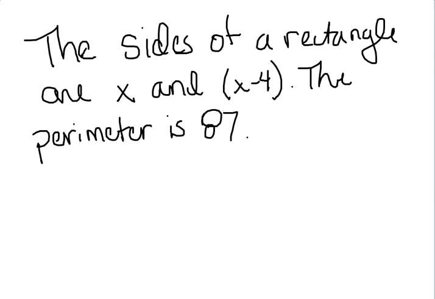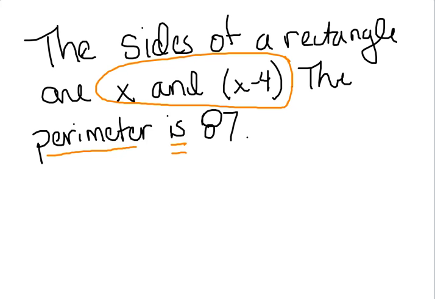So what if I wanted to write this as an equation? The sides of a rectangle are x and x plus 4. The perimeter is 87. So there's a lot going on here, but I know that I'm talking about perimeter, and I know I'm going to have an equal sign, and I know what the lengths of the sides are.